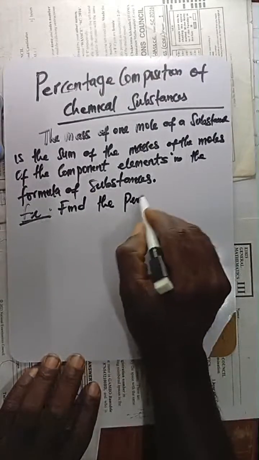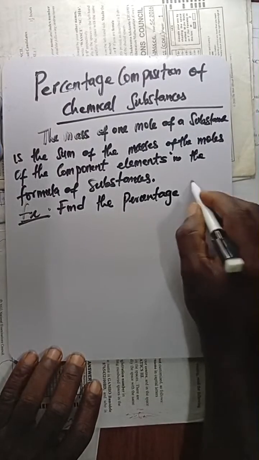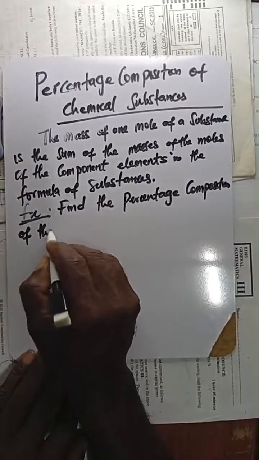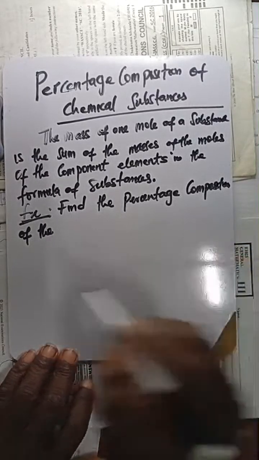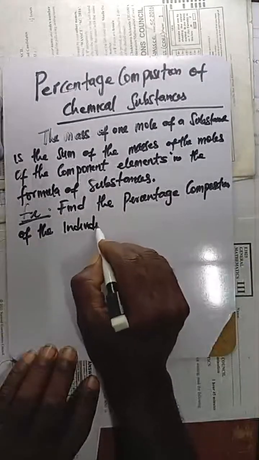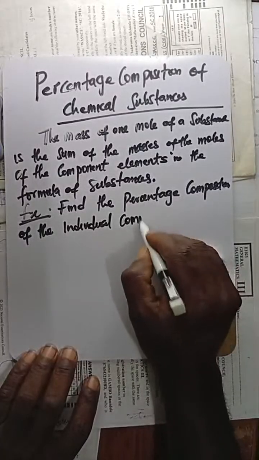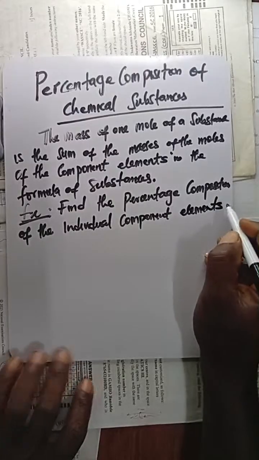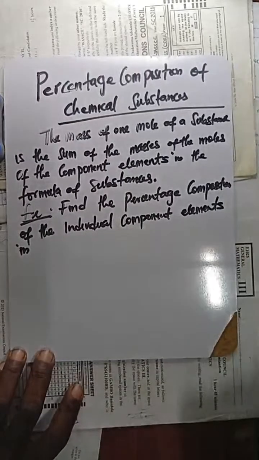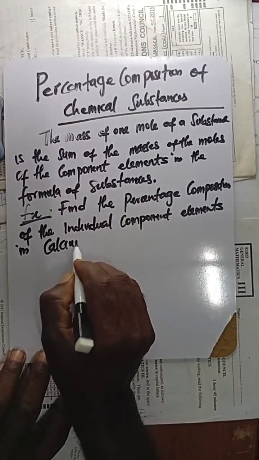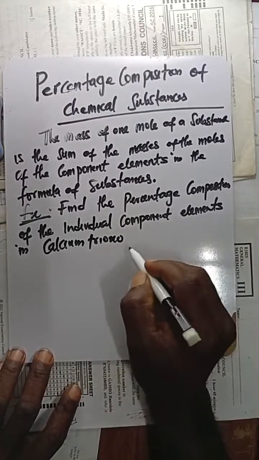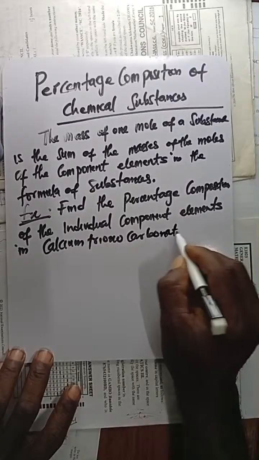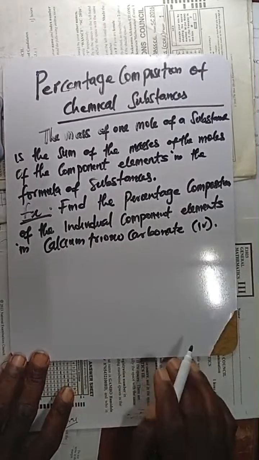Example: find the percentage composition of the individual component elements in calcium carbonate, CaCO3. So now, solution.